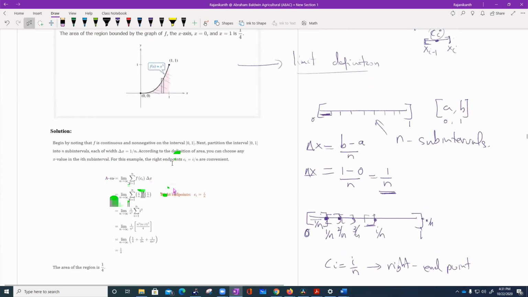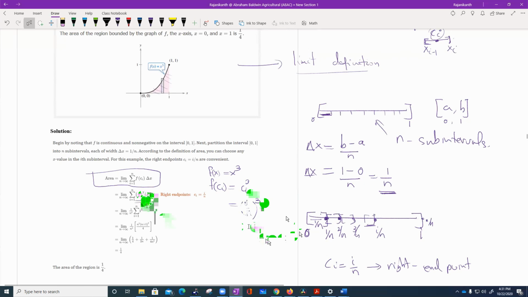So c_i is now i over n. So simply apply this formula to find the area. Limit as n goes to infinity of the sum with i running from 1 to n. Remember the given function f(x) was x cubed. So you need to find f of c_i, simply plugging c_i in place of x. So you will get c_i cubed, right? Remember, I have chosen c_i as my right endpoint, which is i over n. So simply take the cube of that. That is why you have here (i over n) cubed times the length of the subinterval, which is 1 over n.